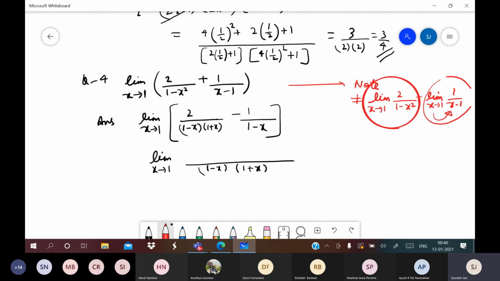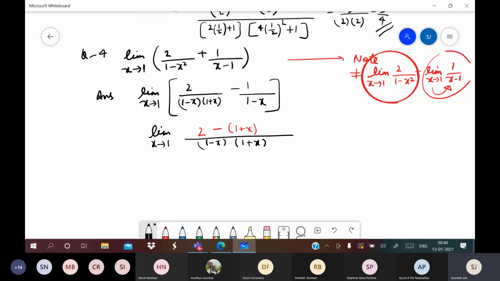That is why instead of distributing the limit sign, I am trying to combine these two, I am trying to add these two and change into a single term. And for that I am taking the LCM. Now as you can see, the LCM is (1 minus x) into (1 plus x). So here it will be only 2, while in the next part it will be minus of (1 plus x), right? So when you simplify the numerator, you will get 1 minus x.